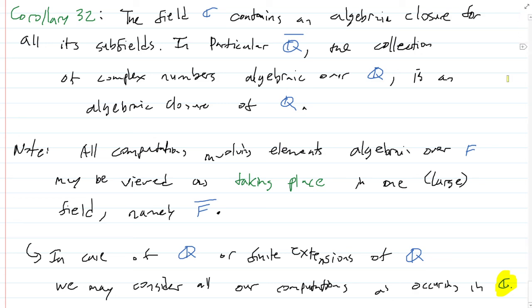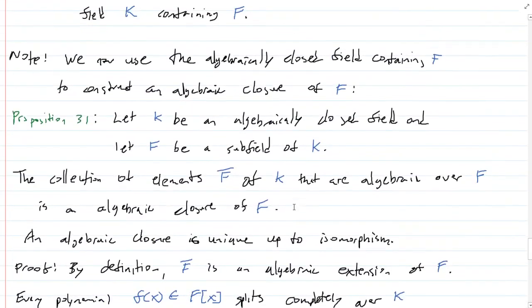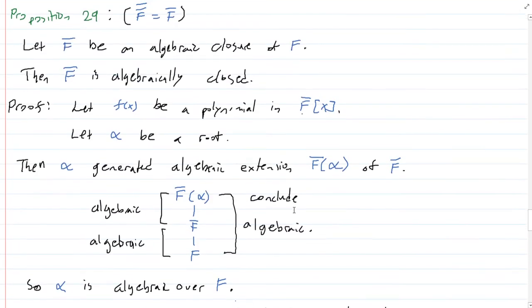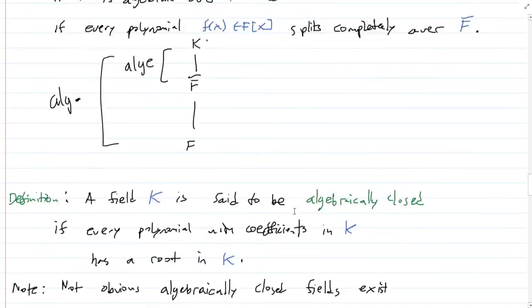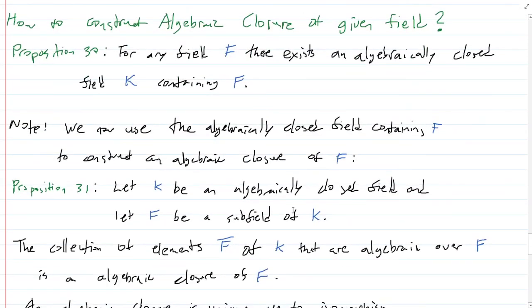So that's the end of this section. I omitted the proof of proposition 30, which is really where all the hard work is: for any field F, there exists an algebraically closed field K containing F. But that's in the book, and this is all I have time for today.